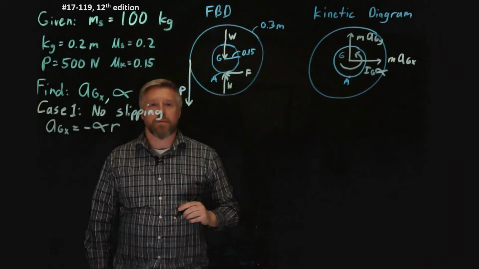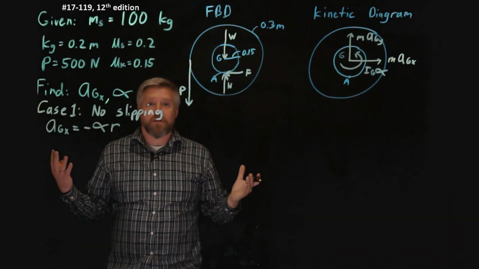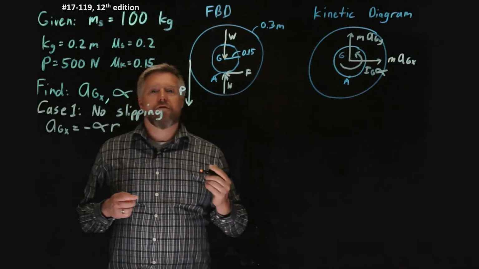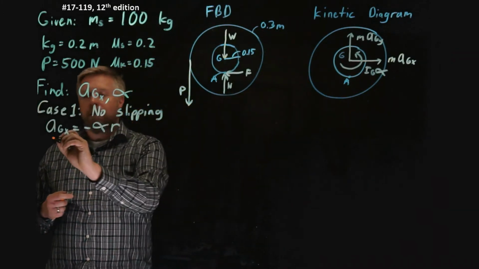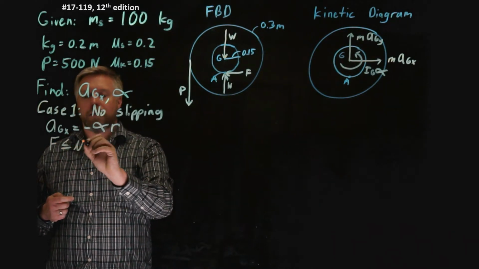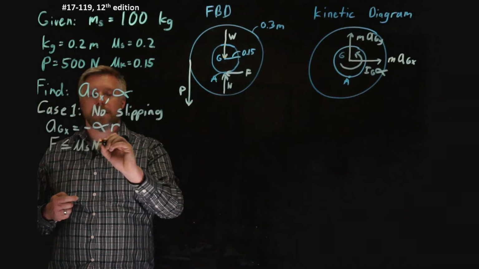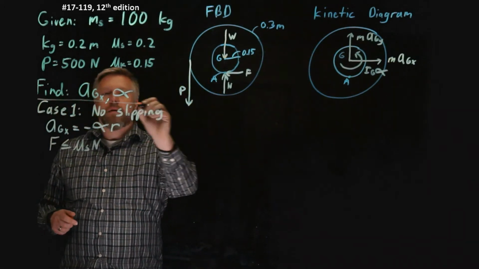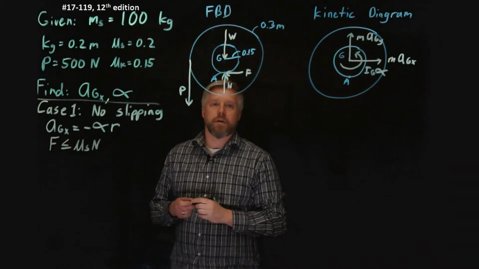We also determined that we need to check if our assumption is right at the end of the problem. And what are we going to check? We're going to check that friction works, that our friction is going to be less than or equal to the maximum friction, which is static friction, mu_s times N. Okay, so that's what we're going to be working on in this problem, is case 1, no slipping.